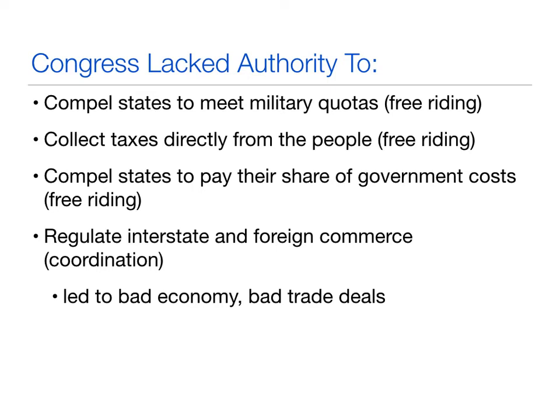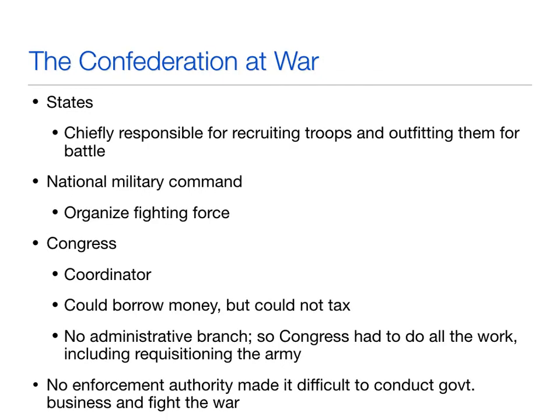It also couldn't regulate interstate and foreign commerce, which raised a number of really important coordination problems that would prove to be almost disastrous to the country, which led to a bad economy and a series of really horrible trade deals, which we'll get into shortly. So the states were chiefly responsible for recruiting troops and outfitting them for battle, but Congress was the one that actually had to get them under General Washington's command. George Washington was the commander for the American military fighting the British.